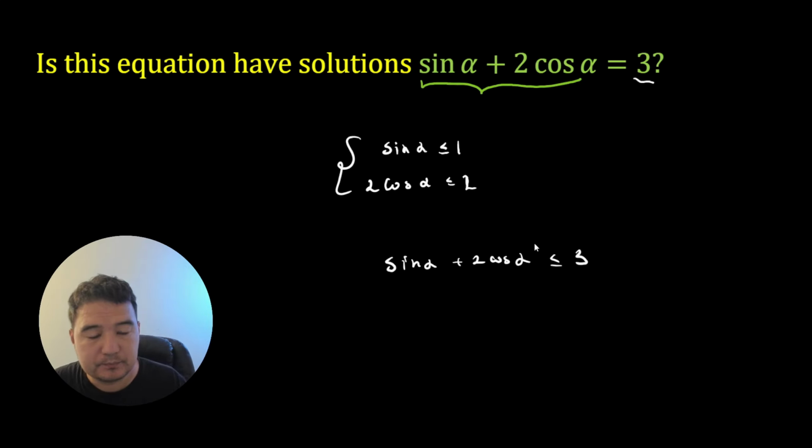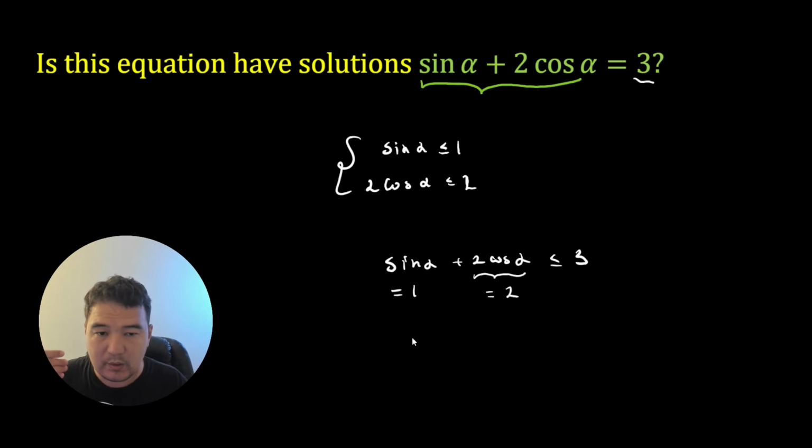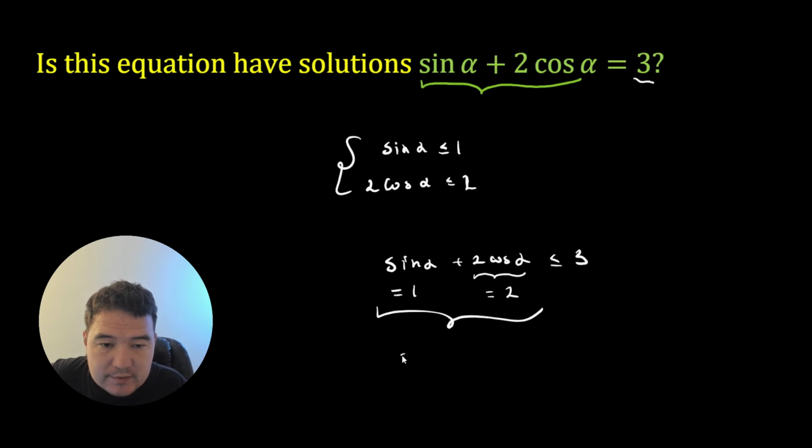To make this equality hold, sine alpha has to be 1 and this one has to be equal to 2. Otherwise, imagine sine alpha is less than 1. That means the rest of the 2 cosine alpha will have to compensate to fill up to 3, so this has to be greater than 2, which is impossible. From here, we can see that sine alpha is 1, and if you divide both sides by 2, cosine alpha is 1.